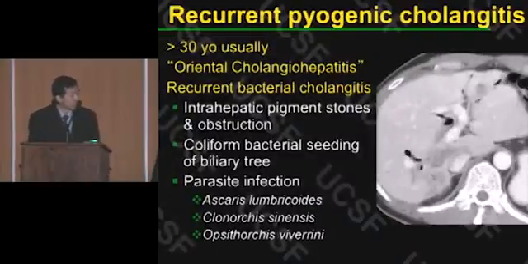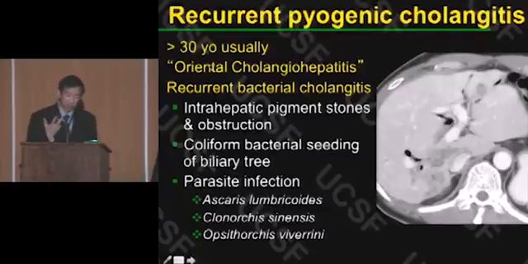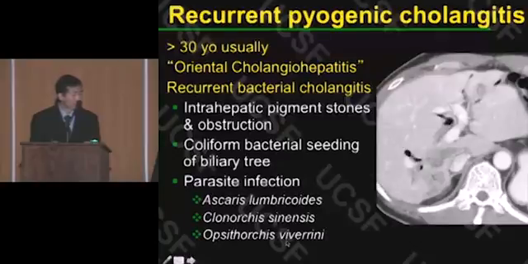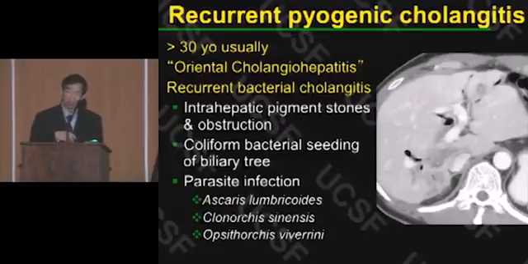Recurrent pyogenic cholangitis used to be called oriental cholangiohepatitis, occurs vast majority of the time in patients from Asia. There are sporadic cases in the Western world and may be associated with intrahepatic pigment stones and coliform bacterial seeding, gram-negatives. Although, kind of more luridly, it can be also associated with parasite infections like Ascaris or Clonorchis in particular. But that's a minority of patients. Many of these patients just have bacterial infections.